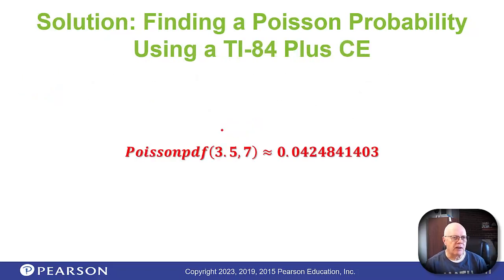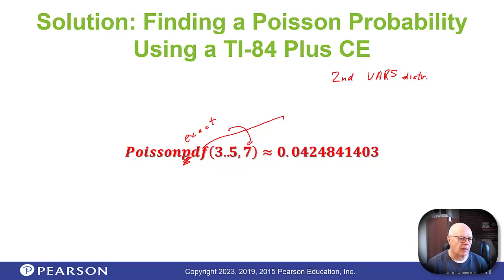and using the TI-84, which I expect you to use, there's our result. Second vars, which is the distribution menu. Go down to Poisson PDF, don't forget, because we're talking about exactly 7, and let the calculator do the rest. The probability is a little bit over 4%.